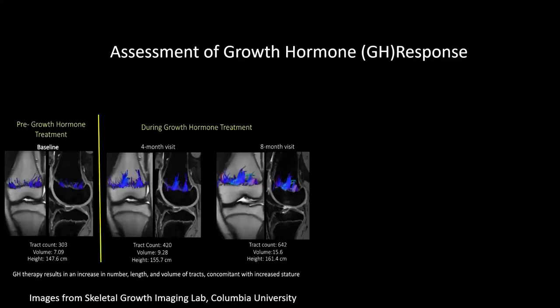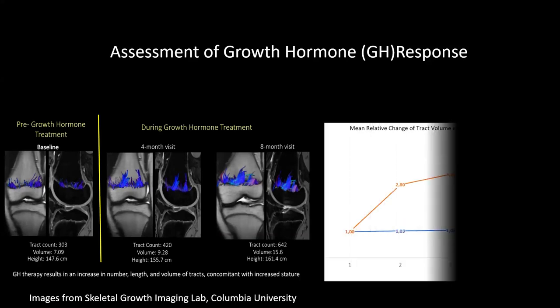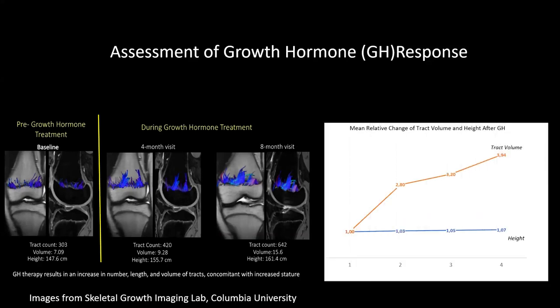So now we know fairly well what it looks like in a normal person. But the good thing is then we can start to assess therapies, for instance, growth hormone. So we have now an ongoing study where we have a baseline, we do an exam of an individual, then they start the growth hormone therapy, and we follow them after 4 and 8 months. And we are continuing to follow them. We could see that the tract count and volume increases, but we also could see quite a significant increase in height as well. So this is a good thing.